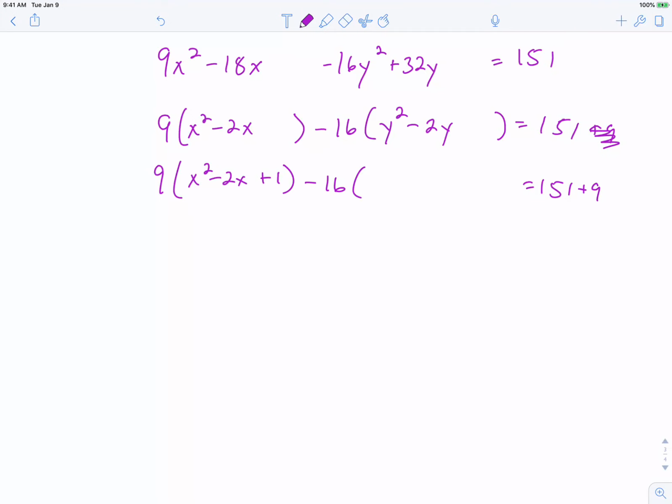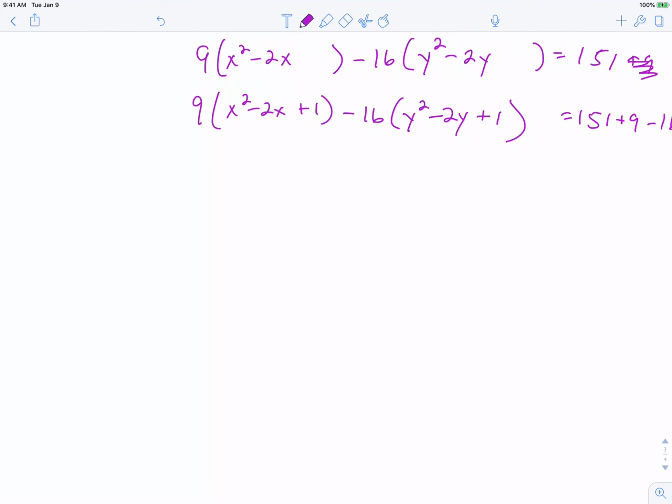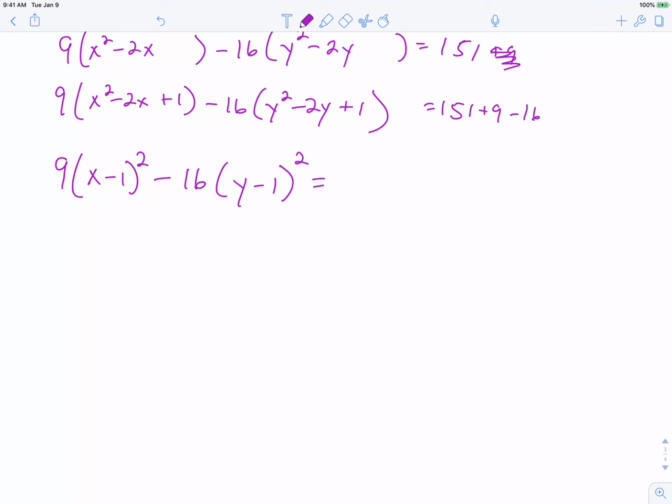Minus 16 times y squared, it's going to be plus 1. I'm not factoring yet. Minus 2y plus 1. And here I subtracted 16. So now I can start factoring. I get 9 times x minus 1 squared minus 16 times y minus 1 squared equals 151 plus 9 is 160, minus 16 is 144.